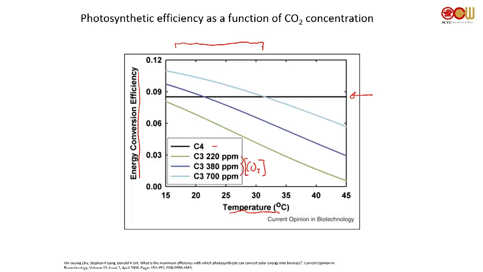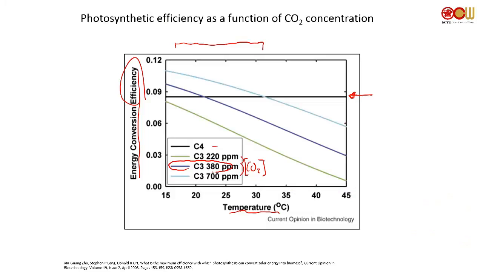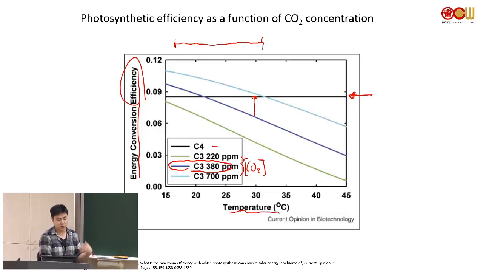And what you notice is that for most cases, C4 plants have a higher efficiency than C3 because currently our atmospheric CO2 concentration is how much, do you guys know? About 400, exactly. So it's about 400. So roughly, we're going to look at this particular line, right? So roughly speaking, if we look at the temperature range between, let's say, 15 degrees to 30 degrees, what we'll notice is that here, your C4 is more efficient than your C3, okay? Except when you go to lower temperature, where your C3 can actually have a higher efficiency.